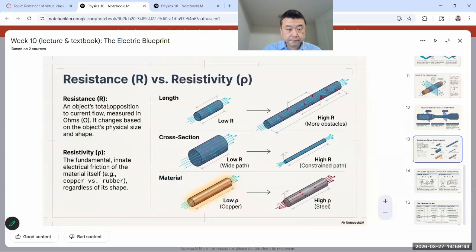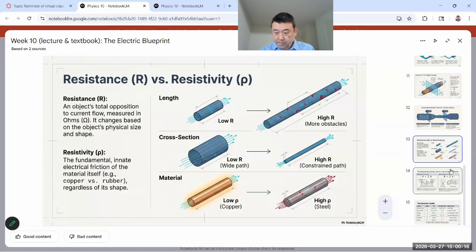Slide 13, resistance versus resistivity. Resistance, measured in ohms, changes based on the object's overall physics. So there's no table of resistance. You just measure it when you need it, or know how to read resistor codes. Resistivity is different. Like density, it's a material property, a kind of electrical friction.